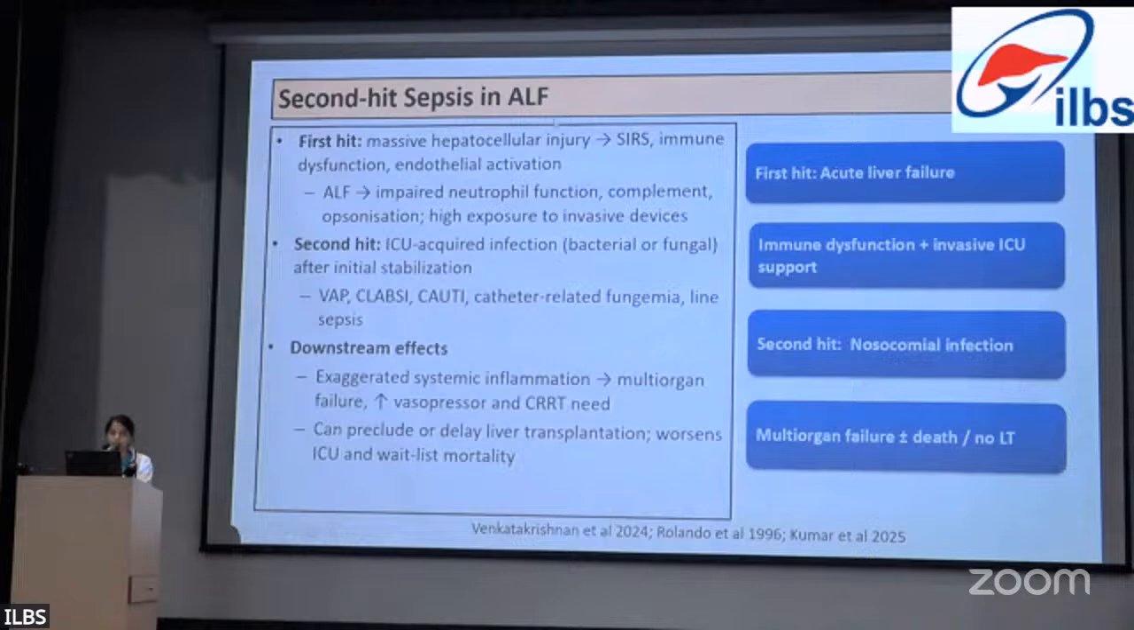So what is second hit sepsis? The first hit we already know is the acute liver failure. So the massive hepatocellular injury that takes place causes SIRS, immune dysfunction, and endothelial activation, following which the second hit comes in: the ICU acquired infections, which are mainly bacterial or fungal, VAP, CLABSI, CAUTI, catheter-related fungemia, line sepsis. All of these are the second hit, which results in exaggerated systemic inflammation and multi-organ failure, increasing vasopressor support and CRRT need, and thus can preclude or delay liver transplant and worsen ICU and waitlist mortality.